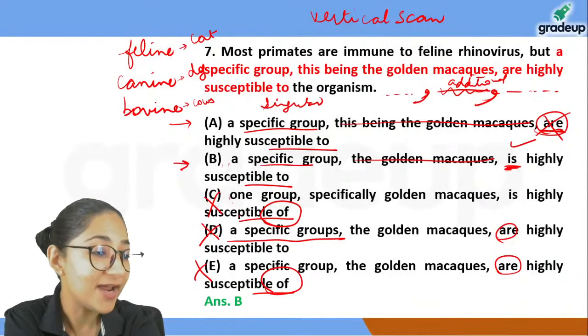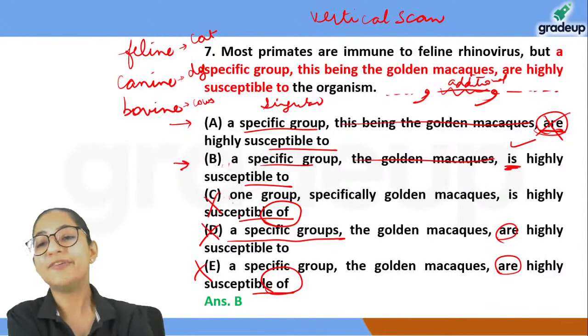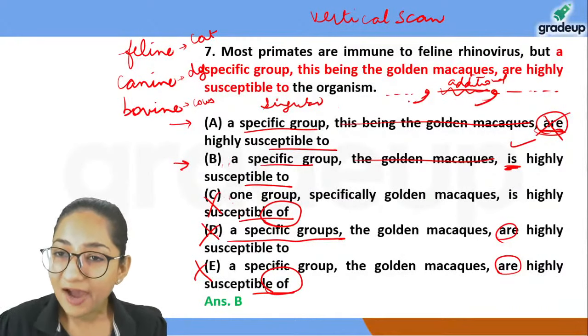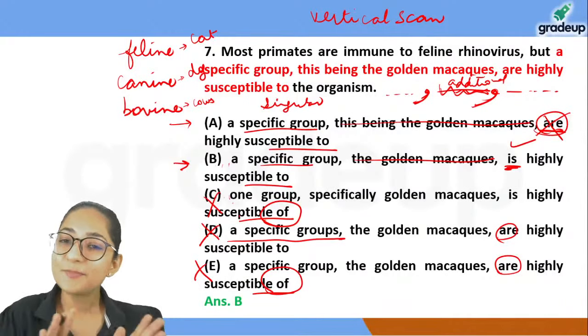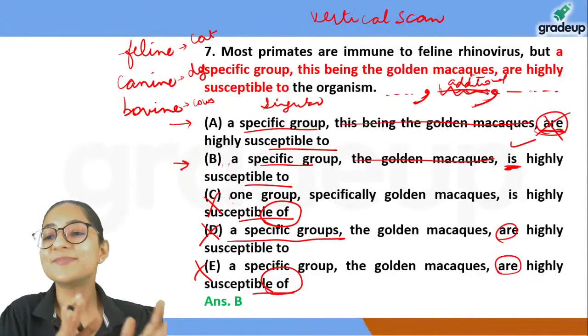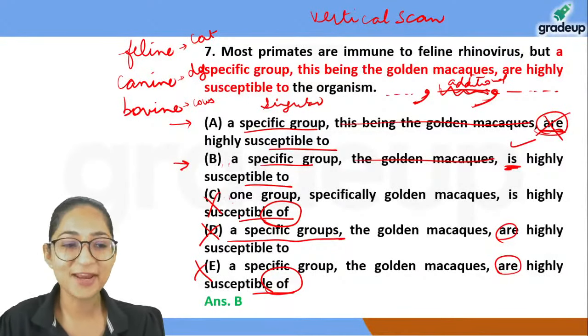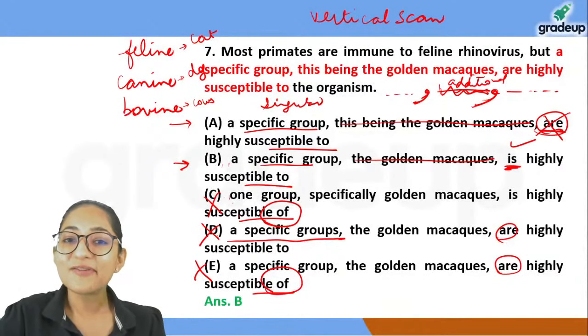That's absolutely right. Very good, Daisy. See, whenever you have this part between the commas, remove it so that it becomes easier for you to see what your subject is and what your verb is. Very good, very good. Okay guys, so let's move forward to the next question.